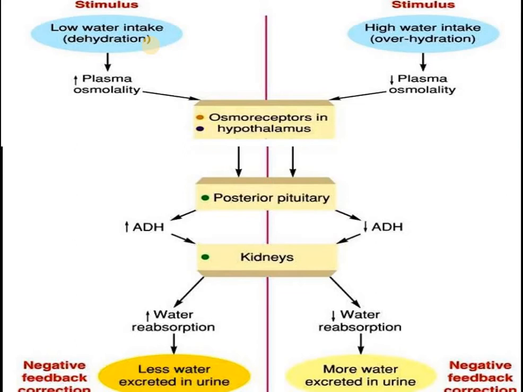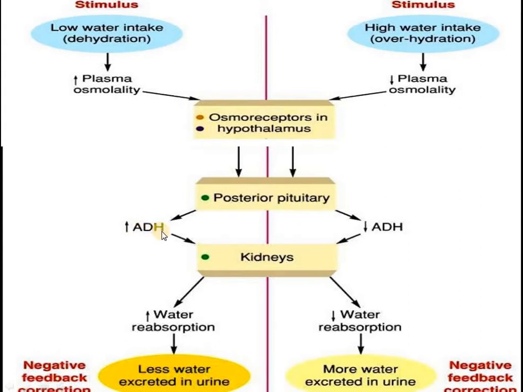So whenever we are dehydrated, the hypothalamus, which is the part of the brain, gets provoked or gets the detection, and then it will instruct the posterior pituitary gland, which is the master gland, to release more ADH. ADH is a hormone, it stands for antidiuretic hormone.